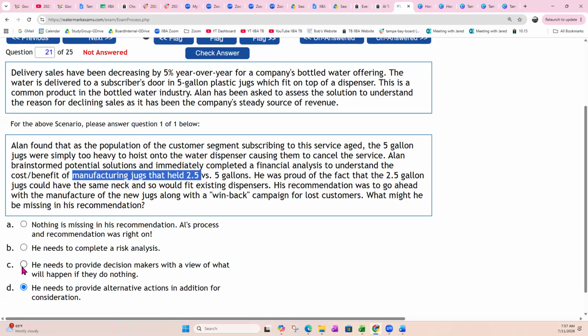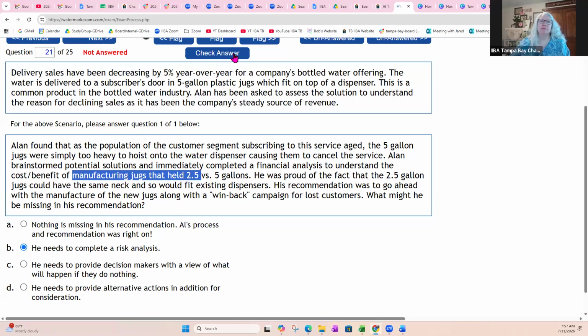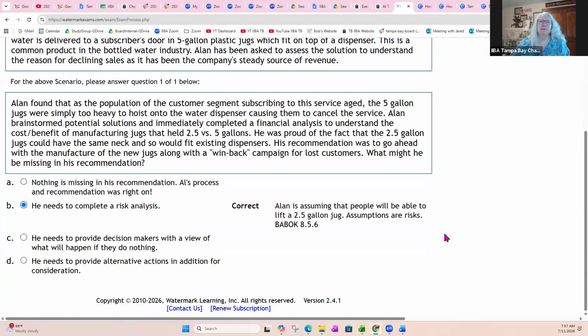No, I still go with B, Bahamas. Okay, let's test it. Yeah, B. You're correct. Alan is assuming that people will be able to lift the 2.5-gallon jug. Assumptions are risks every single time. Anything that is not proven, is not discussed, is an assumption.